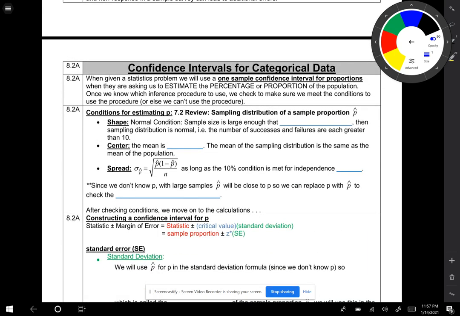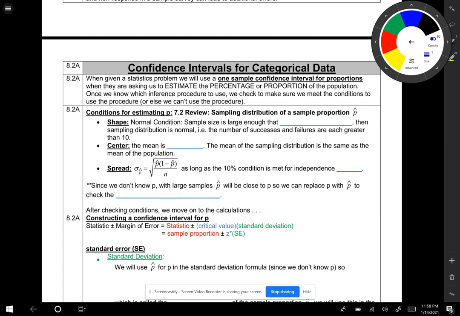Okay, now, confidence intervals for categorical data. When given a statistics problem, we will use what is called a one-sample confidence interval for proportions when they are asking us to estimate the percentage or proportion of the population, so estimating the parameter. Once we know which inference procedure to use, we check to make sure we meet the conditions, as I stated on the previous page, or else we can't use the procedure.